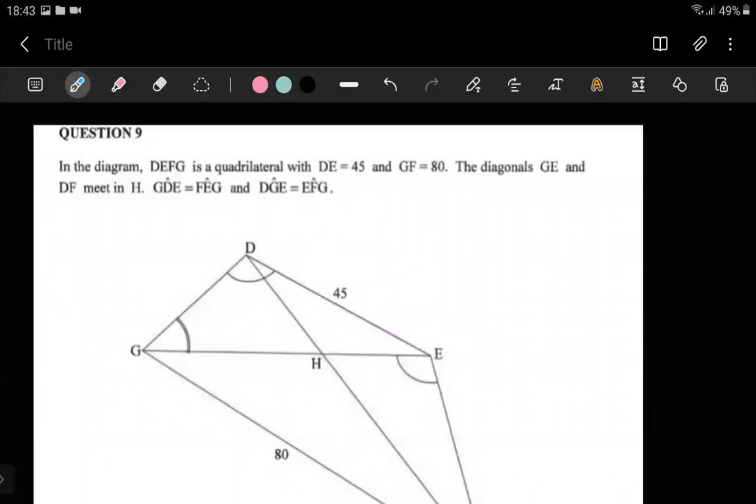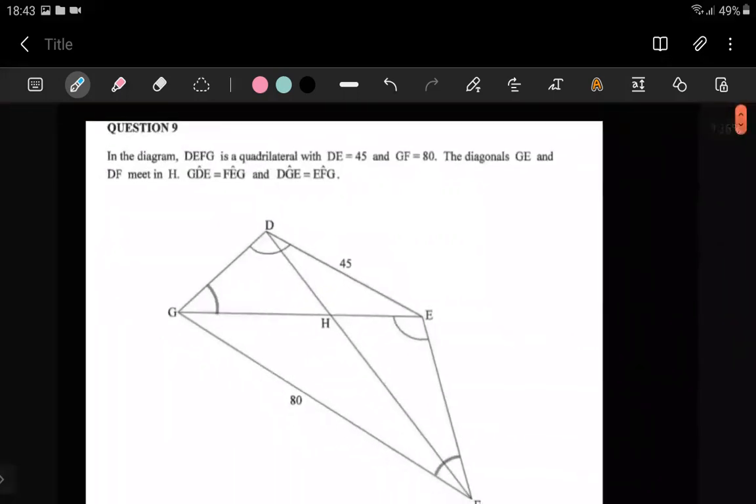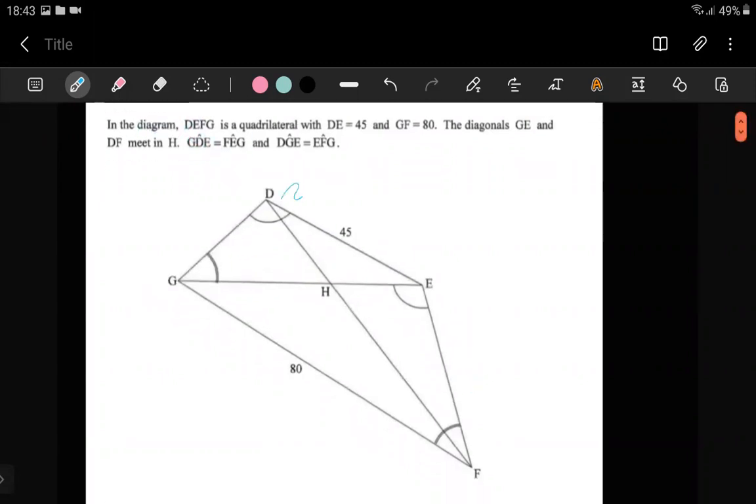So let's see. Question 9, right? There's no circle here, which is fine. It doesn't necessarily make it anything special. It says in the diagram D, E, F, G. So there's D, E, F, and G. It's a quadrilateral.